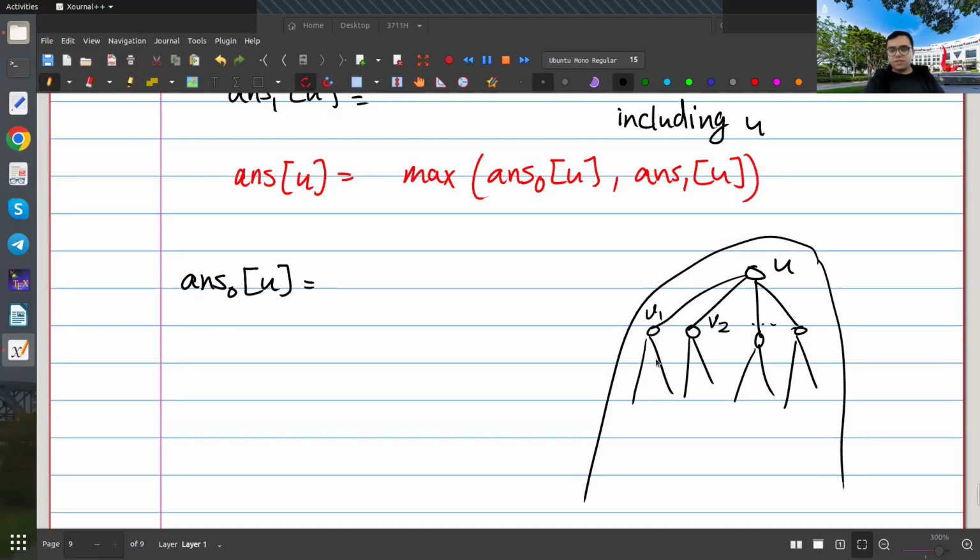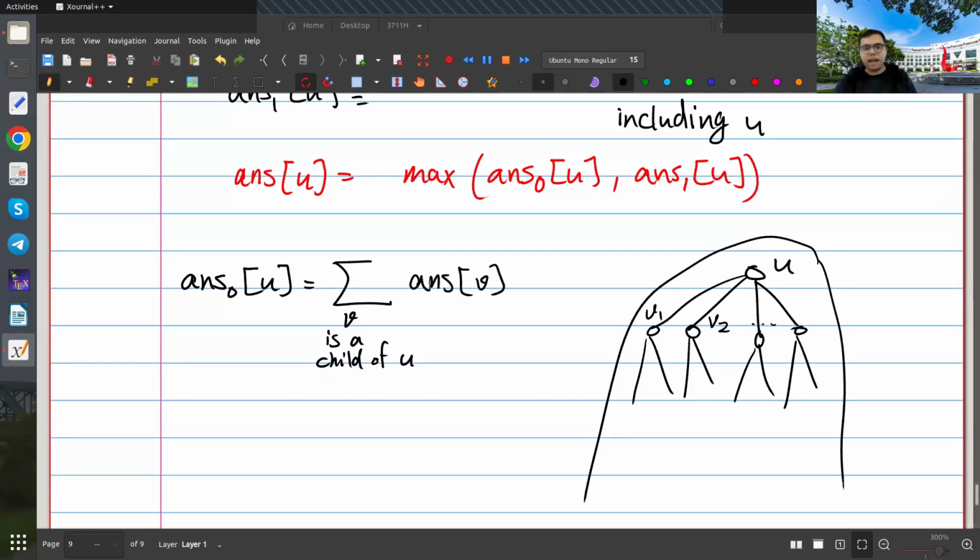Because these subtrees are not even connected to each other. They're only connected to each other using u. But I know what I'm doing with u. I know that it's a 0, so I'm not putting u into my solution. Right? So ans 0 of u is just going to be the sum over all v that is a child of u of ans of v. Now I'm using ans, but I could also write max of ans 0 and ans 1, right? Great. Now what is ans 1 of u?